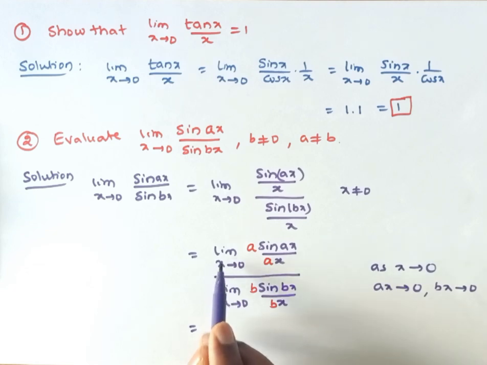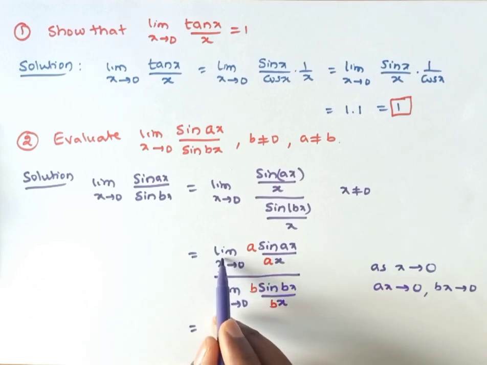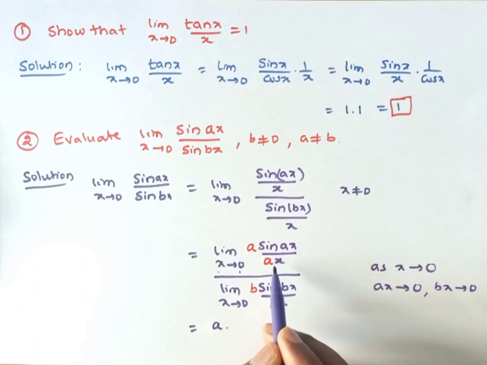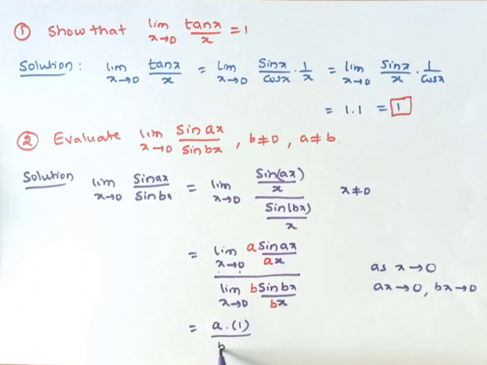Now you can replace this with limit ax tends to 0. Here I am writing like this: a is a constant value, limit ax tends to 0 of sin ax by ax is 1. In the denominator, b is a constant value, b into limit x tends to 0, instead of x tends to 0 we can write it as bx tends to 0 also. So limit bx tends to 0 of sin bx by bx is also 1. Therefore this is a by b. So the limit of this function is a by b.